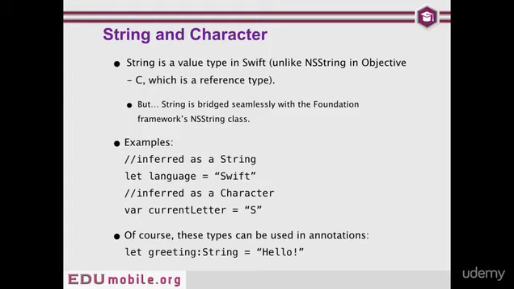So what about string, and what about character? String is a value type in Swift. It is like a primitive. It is allocated on a stack, but it is a class. So strings are objects of type string, but it is a value type, unlike NSString in Objective-C, which is a reference type.